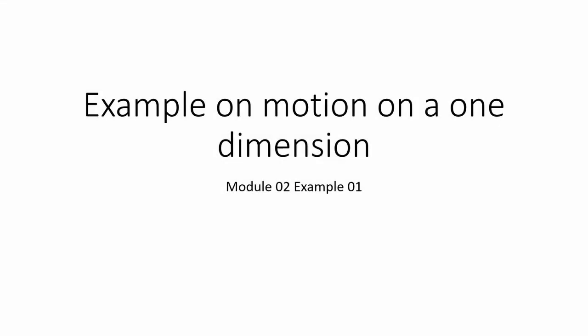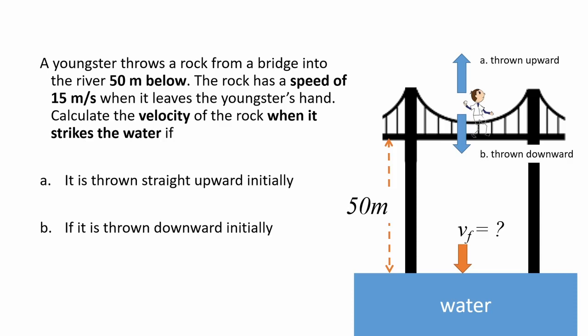Example on motion in one dimension. A youngster throws a rock from a bridge into the river 50 meters below. The rock has a speed of 15 meters per second when it leaves the youngster's hand. Calculate the velocity of the rock when it strikes the water.